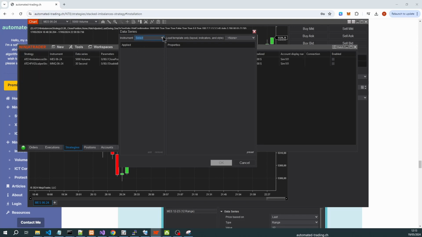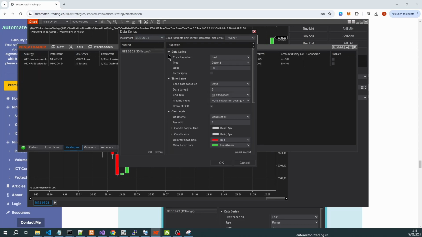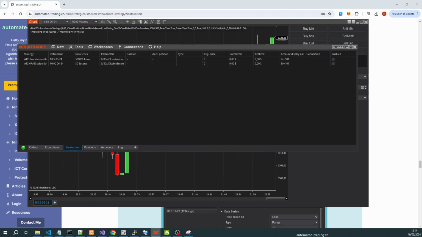For example, we're gonna go with the MES contract. Let's select a time frame that I use, which is the volume 5000. You should select tick replay, and let's select a custom range. So let's select the last week. It started from the 13th of May until the 17th of May, and we leave all these other parameters as default, and we click OK.